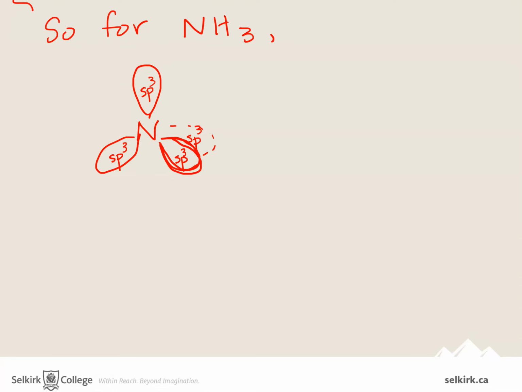So now I'm ready to start overlapping the sp3 hybrid orbitals for the nitrogen with the valence orbitals for the hydrogen, which are the 1s. I'm going to make 1 sigma bond by overlapping a hydrogen 1s here, and another one over here, and another one over here. But remember, I had a lone pair as well. The 4th sp3 has the lone pair in it. And not by coincidence, I hope, if you look at those nuclei, it looks like a trigonal pyramidal geometry.